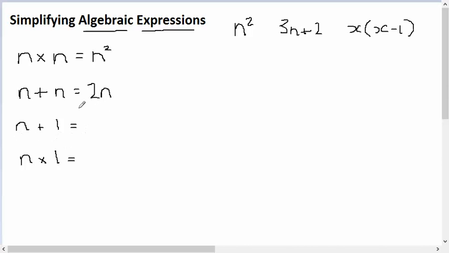N plus 1, well, in fact, there's nothing you can do with that. Literally, n plus 1 is n plus 1. I guess if you wanted, you could change it around and say 1 plus n, but there's no way you can simplify that at all. And then n times 1 is just 1n. Thing is, in algebra, we don't include the 1 in front of a variable, so we're literally just going to write n. So that's just looking at the difference between all of these different things.